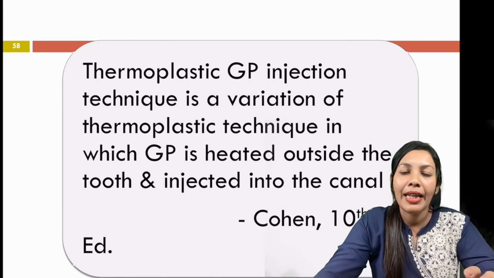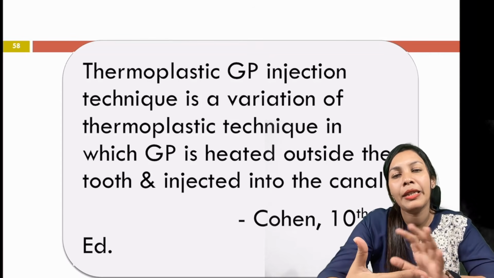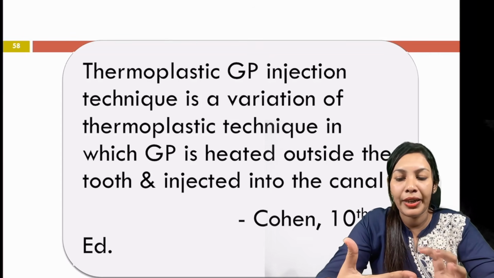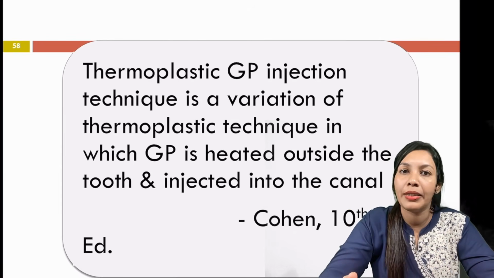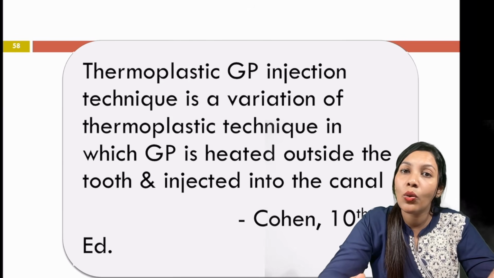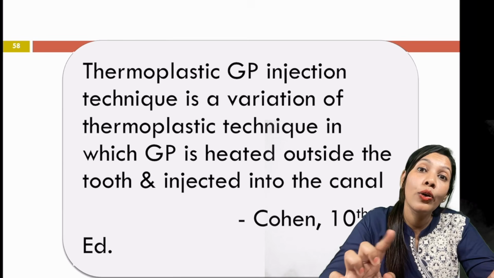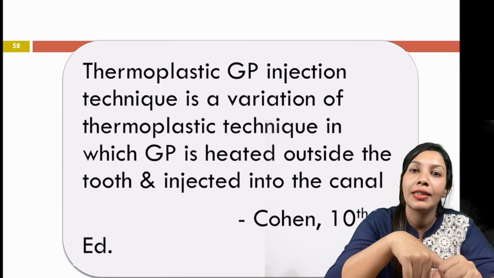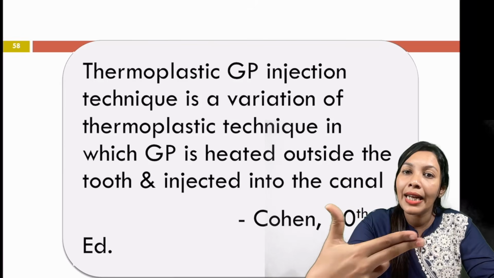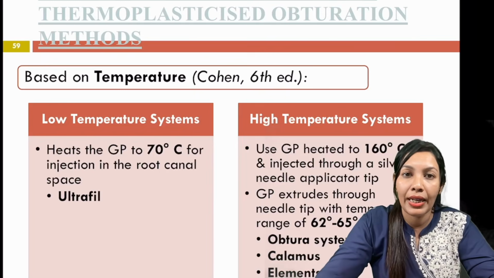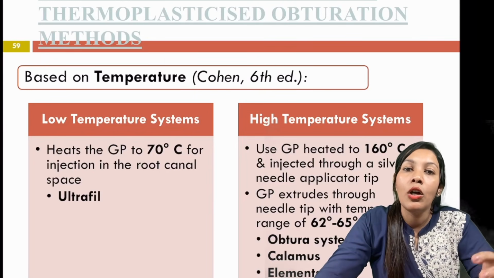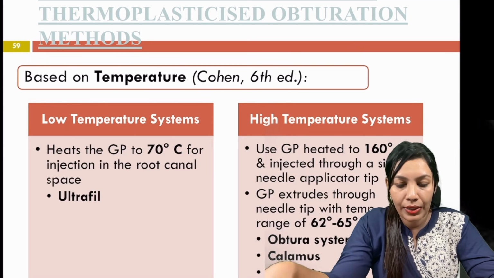Next is the thermoplastic gutta-percha injection technique. It means that there might be a gun or certain materials present. All these thermoplastic materials are in the alpha form itself. In lateral condensation, cold condensation and vertical condensation, we use beta form solid materials. Here, outside the canal itself, the gutta-percha is heated and poured into the root canal. Understood? There are two types: a low temperature system and a high temperature system.